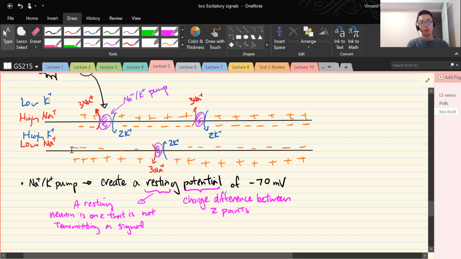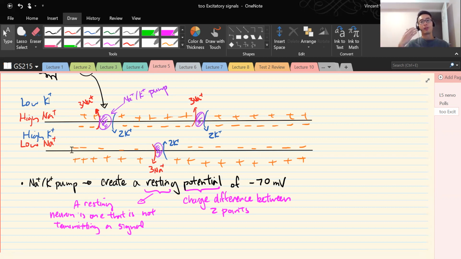The opposite is true for potassium. There is high potassium on the inside, low potassium on the outside, and they really want to go out. Okay? And for the same reason, as mentioned before, they cannot do that just yet because they are charged and the membrane will not let them go through. Okay?